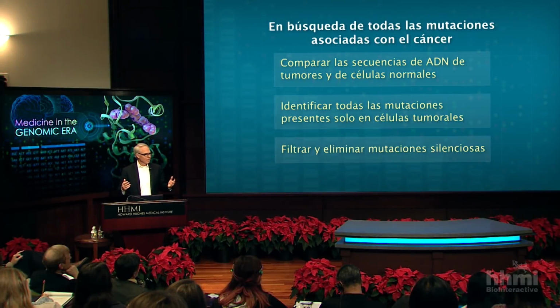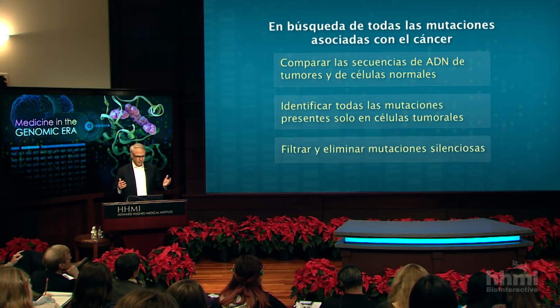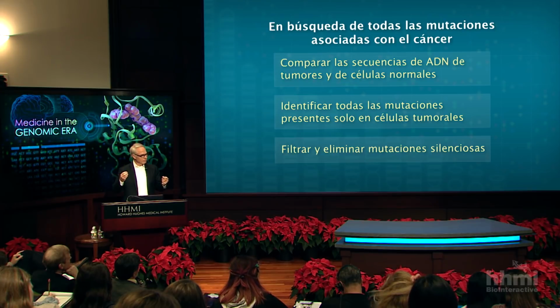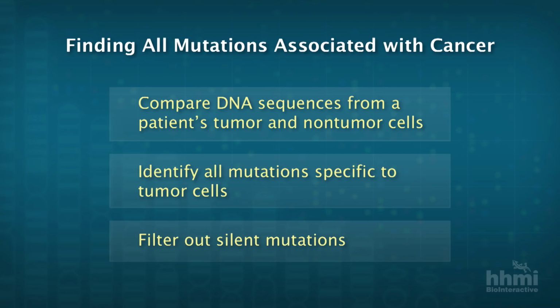The idea is to sequence the DNA from a patient with cancer, sequence the tumor DNA as well as the non-tumor DNA to identify all the mutations that are just found in the tumor DNA and not in the patient's matching normal DNA, and then to filter out the silent mutations and see what's left. So what's the scope of this big project?